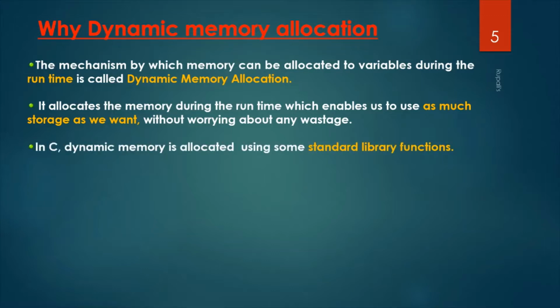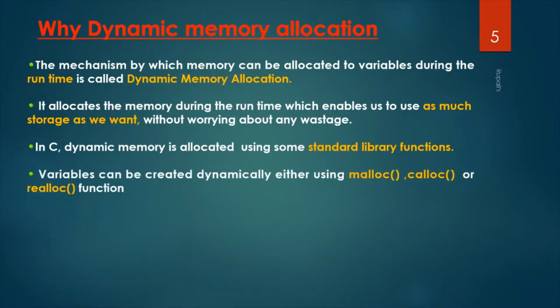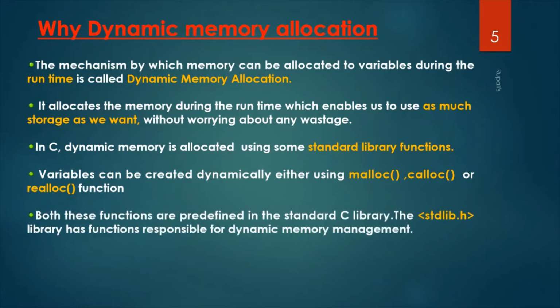In C, dynamic memory is allocated using some standard library functions. Variables can be created dynamically using the malloc, calloc and realloc functions. So these three standard library functions are used for allocating memory dynamically. These functions are predefined in the standard C library. The stdlib.h library has the functions responsible for dynamic memory allocation. For using the malloc, calloc and realloc functions, you have to include stdlib.h.